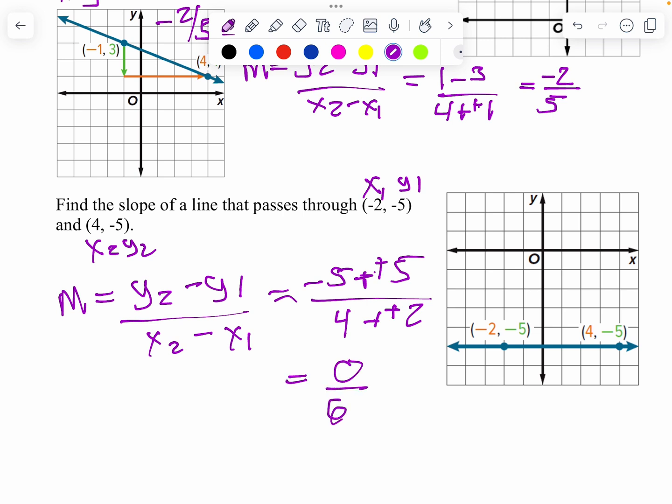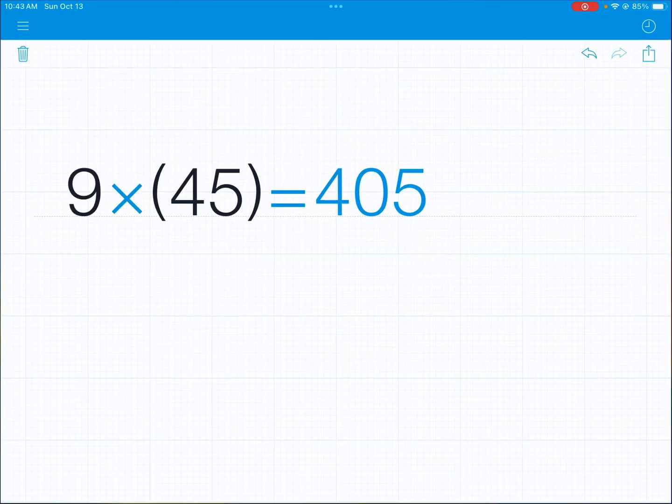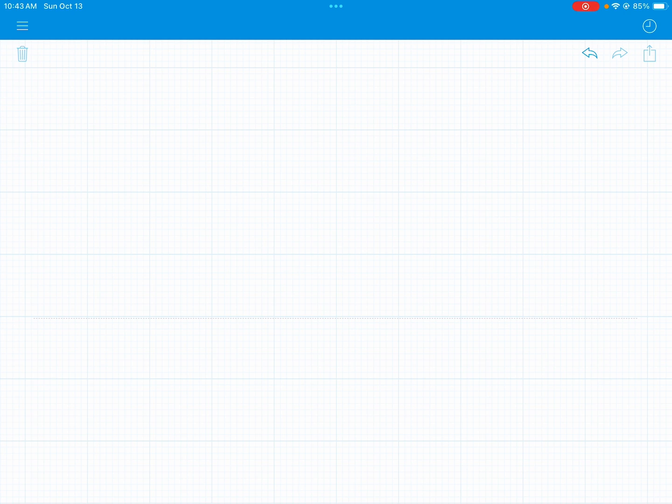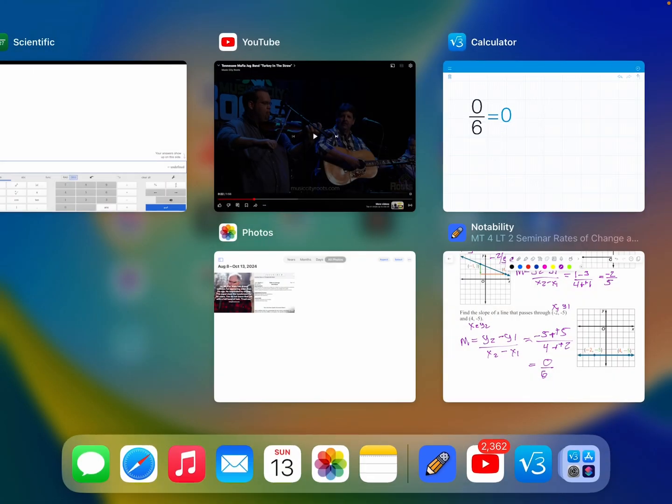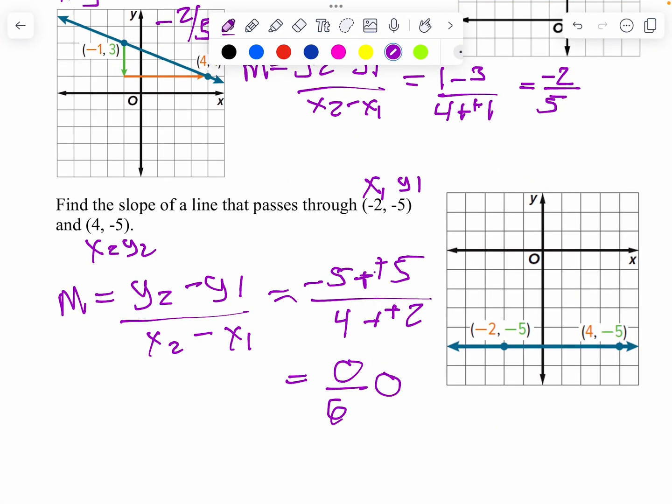What is 0 divided by 6? We can simplify that. 0 divided by 6 is 0. So my slope is 0. It makes sense my slope is 0. My line's not going up, and it's not going down. And there is my answer. So my slope is 0 for a horizontal line.